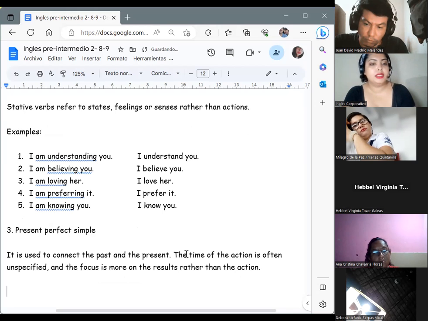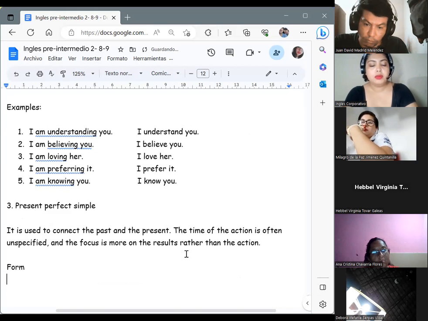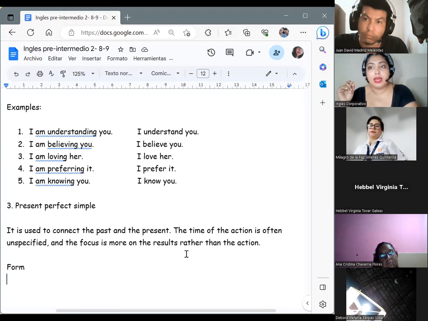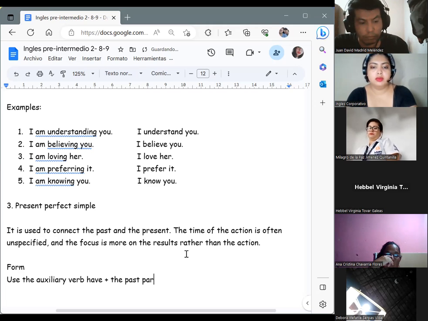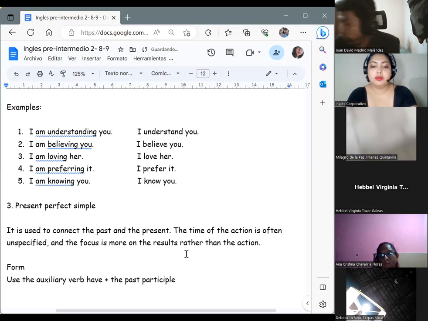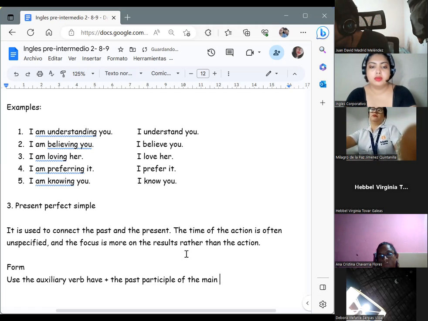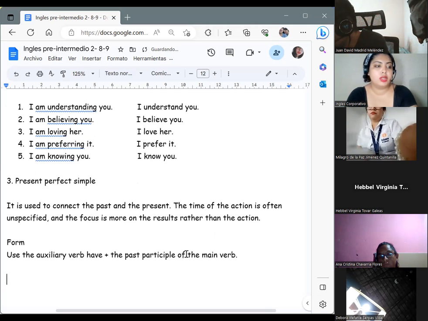Okay, let's see. In this case, when we are talking about the form, we are going to use the auxiliary verb have plus the past participle of the main verb. Nuestra estructura, nuestra forma, se basa en el auxiliar have y en el pasado participio del verbo principal. Okay, this is the structure that we are going to use.